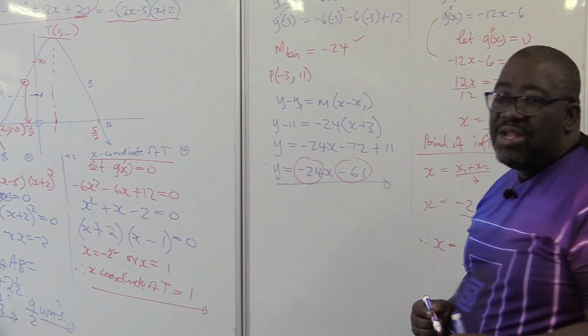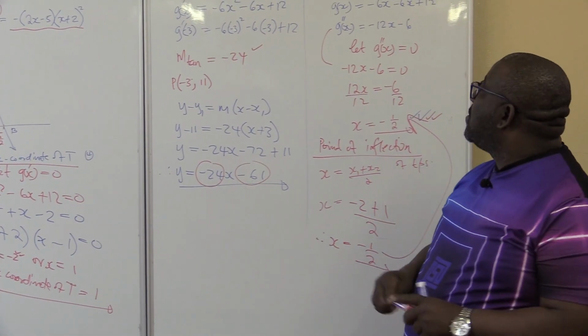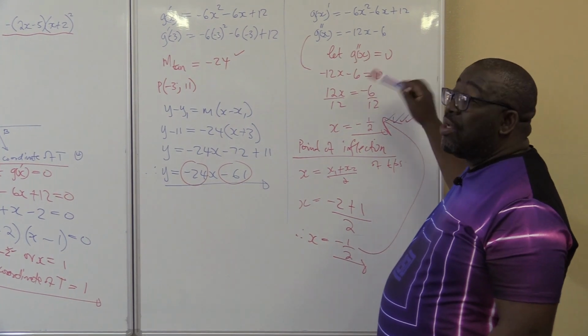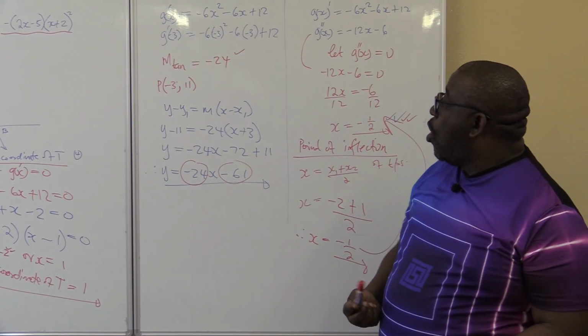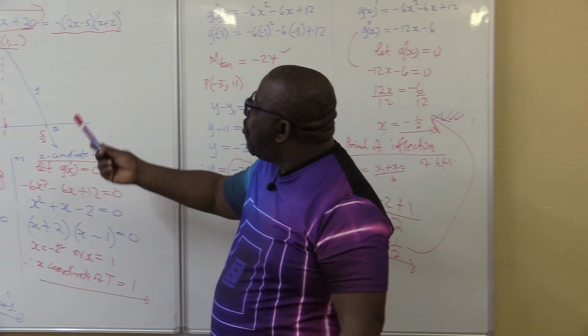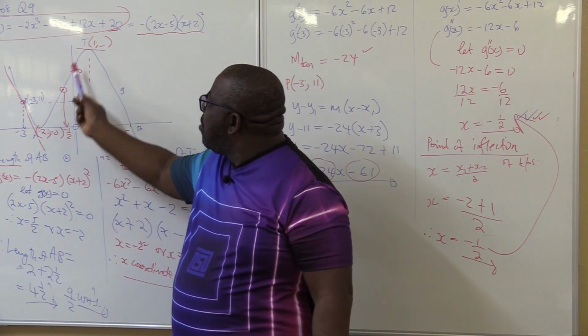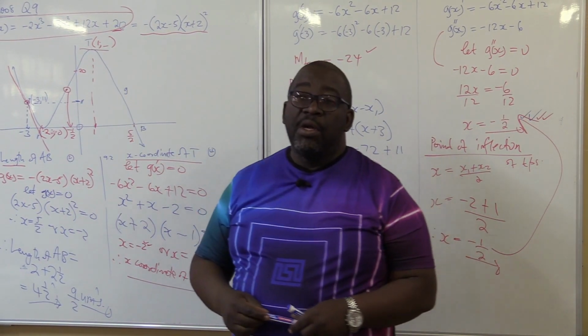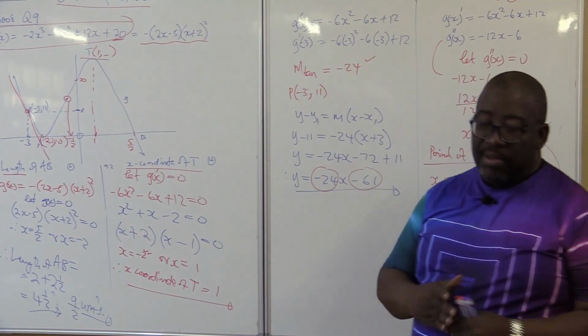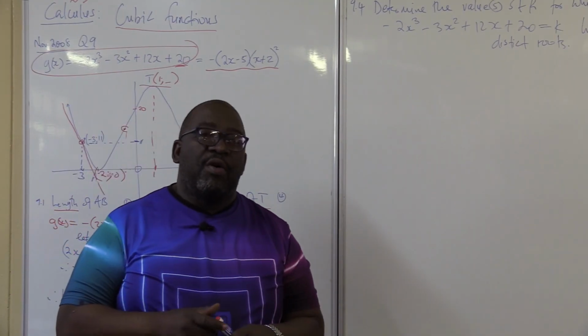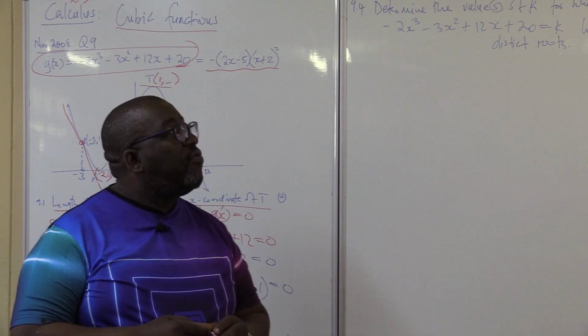You're spoilt for choice. You can use whatever method suits you. You can let your derivative be equal to 0 for the point of inflection, or you add the two values of x here and divide by 2. You'll find the very same point, which is called the point of inflection. Thank you. Okay, let's go on with our cubic graph function.